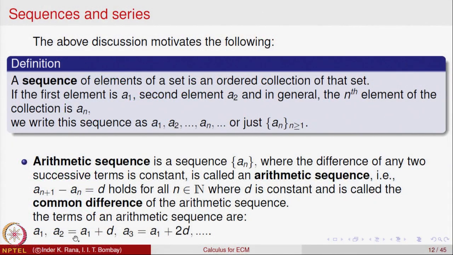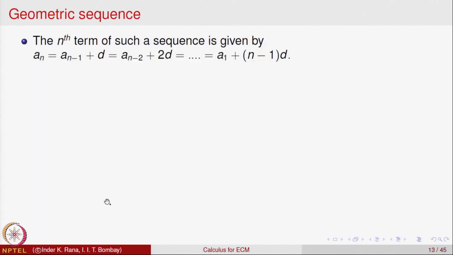So, the sequence looks like this: the first term is A1, the second is A2, which is A1 plus d, the third term is A2 plus d, that will be A1 plus 2d, and so on. The nth term of an arithmetic sequence will be A1 plus (n minus 1)d, right?